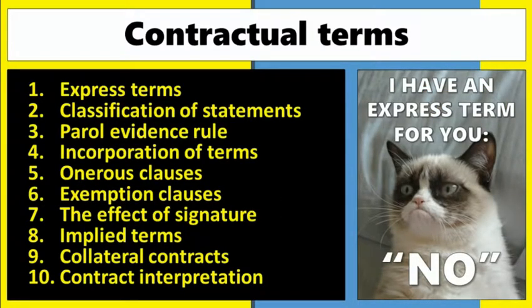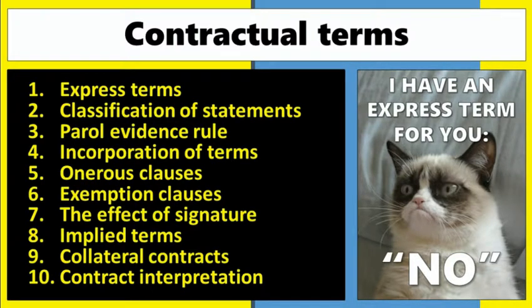Now, there are 10 areas that we're going to look at here, but the primary one, the main one, is this concept of express terms and the distinction between those and implied terms. We're going to look at how statements that people make in and around the time of contract formation end up being either included or excluded from the contract. We'll look at the Parol evidence rule to do with contracts in writing and exclusion of oral statements.